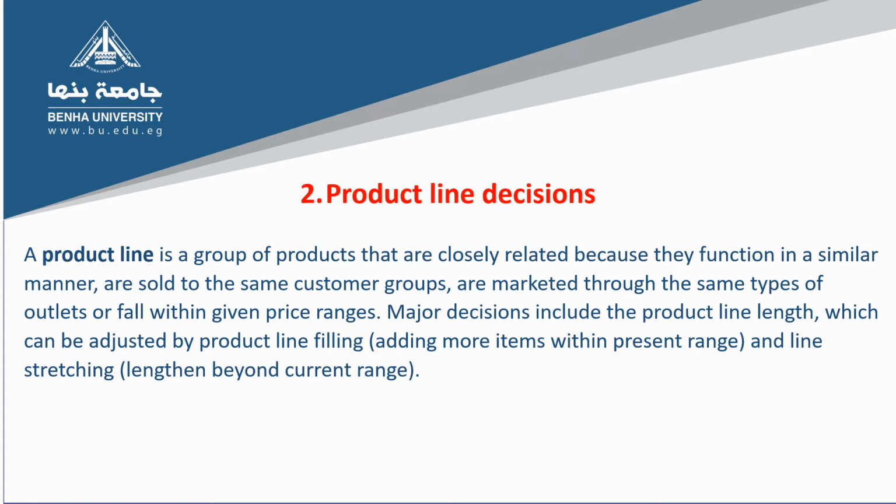The second level in product and service decisions is product line decisions. A product line is a group of products that are closely related because they function maybe in a similar manner, or are sold to the same customer groups, or are marketed through the same types of outlets, or fall within given price ranges. Also, major decisions include the product line length, which can be adjusted by product line filling, which means adding more items within present range, and line stretching, which means lengthen beyond current range.